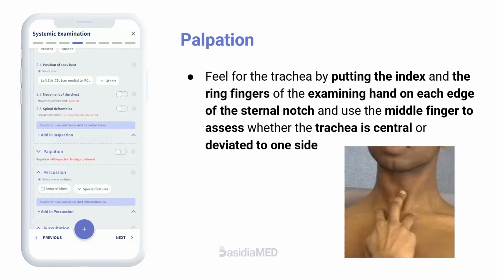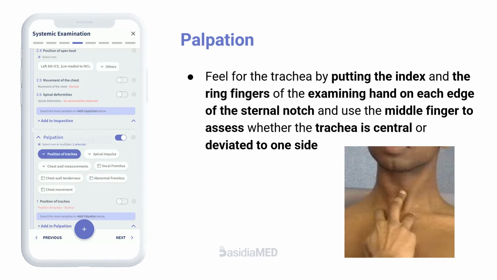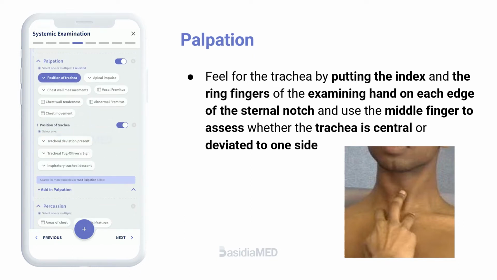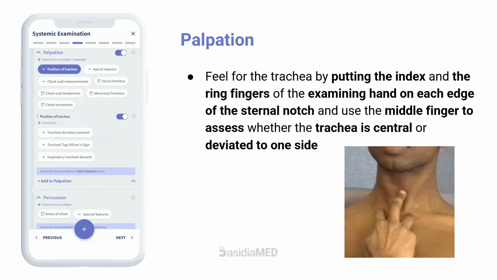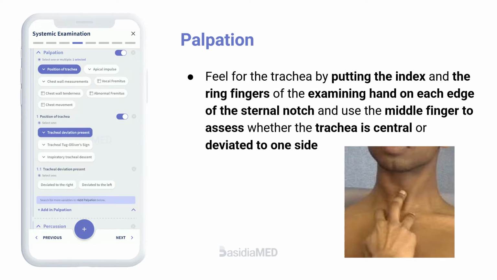Palpation of the trachea. The position of the trachea is confirmed by slightly flexing the neck so that the chin remains in the midline. Feel for the trachea by putting the index and the ring fingers of the examining hand on each edge of the sternal notch and use the middle finger to assess whether the trachea is central or deviated to one side. Slight shift of the trachea to the right is normal.